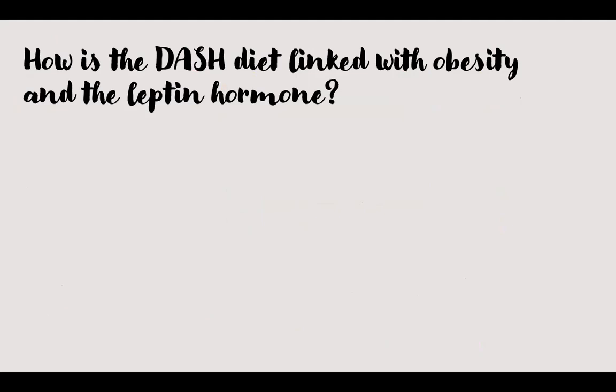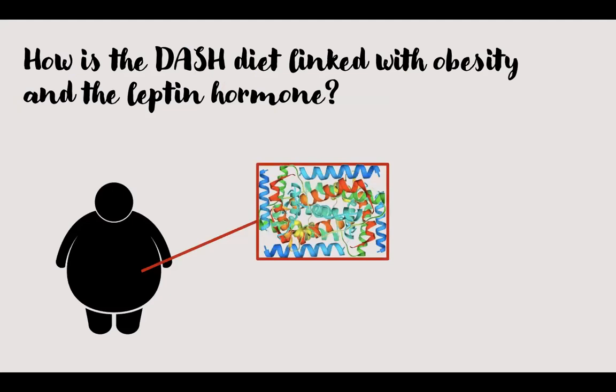So now, how is the DASH diet linked with obesity and the leptin hormone? In an obese person's body, they have a higher concentration of leptin because the amount of leptin in the body is directly proportional to the amount of body fat in the person. Having high levels of leptin can make the body less sensitive to it, which is called leptin resistance, like we described earlier. Since the body is leptin resistant, it cannot properly send the signal of fullness. Due to this, the body needs more leptin than normal to send the signal. It ends up with higher levels of leptin.